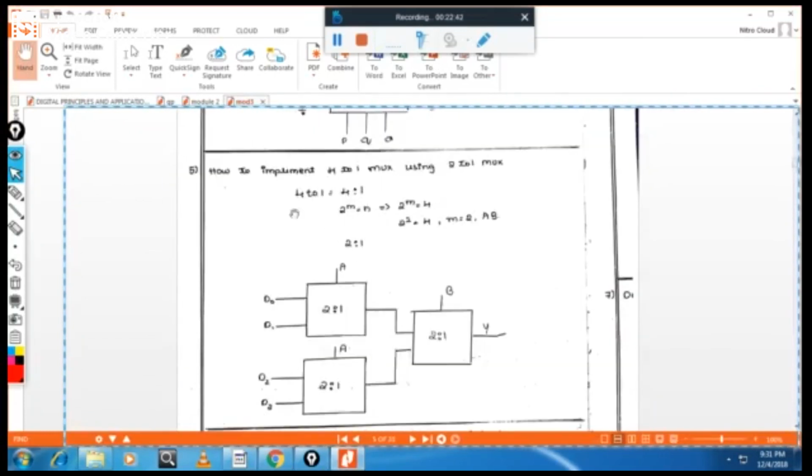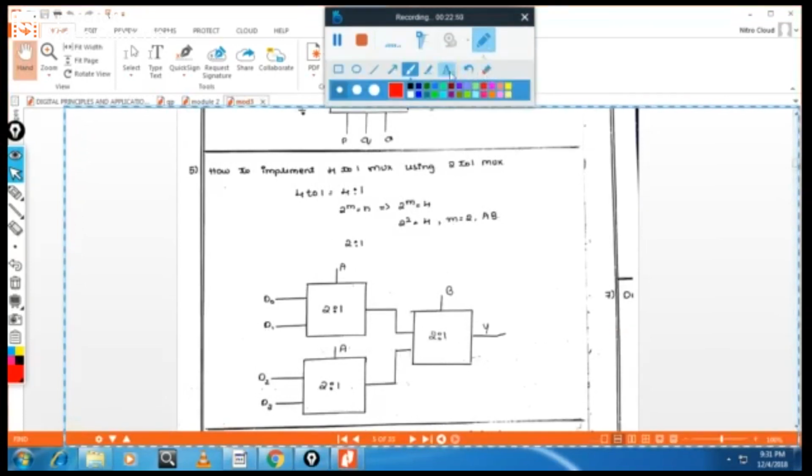Next, how to implement 4:1 multiplexer by using 2:1 mux. So 4:1. First see here, very very important, how many control lines are required. First you write this one. So 4:1, data input lines are 4. So how many control lines? 2 control lines. Which ones? A and B. But we have to implement 2:1 mux. 2:1 mux, how many control lines are there? 2 raised to power m is equal to n, that is 2, so here m is equal to 1. That means 1 control line.